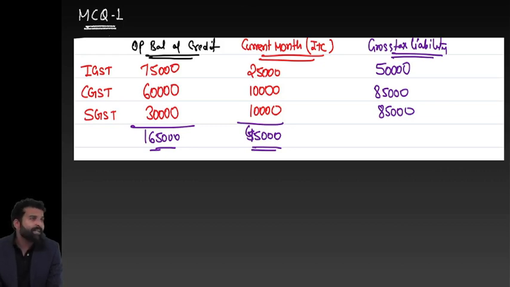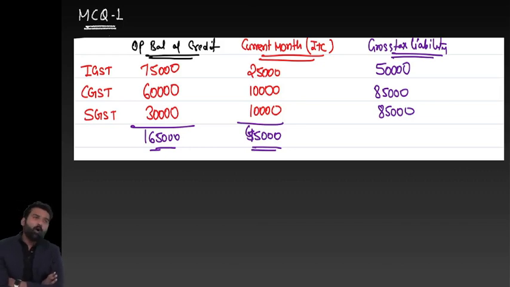I have an opening balance of credit: IGST 75,000, CGST 60,000 and SGST 30,000. So this is my opening balance. Then this is my current month credit. How much is the current month credit? 25,000 IGST, 10,000 CGST and 10,000 SGST.